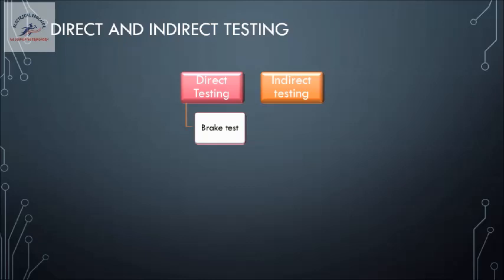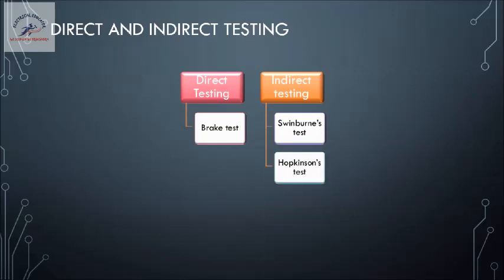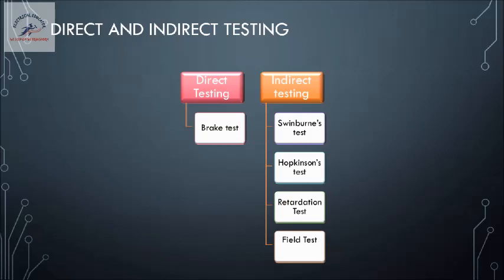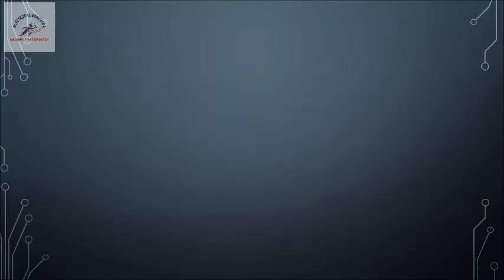Simply by applying a mechanical brake to the DC motor, we are finding out the parameters. In indirect testing, instead of connecting a brake drum, we are using different techniques proposed by different scientists. Under that, the first one is Swinburne's test, the second one is Hopkinson's test, then we have the retardation test and the field test. These are the different types of testing known to us in order to find out the loss and efficiency of a DC motor.